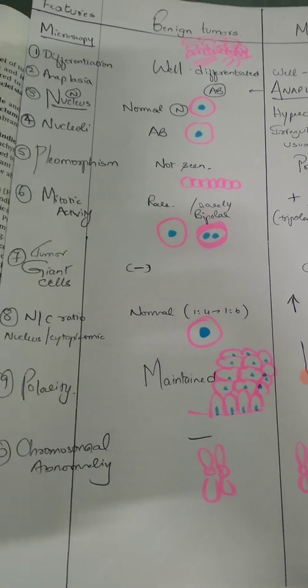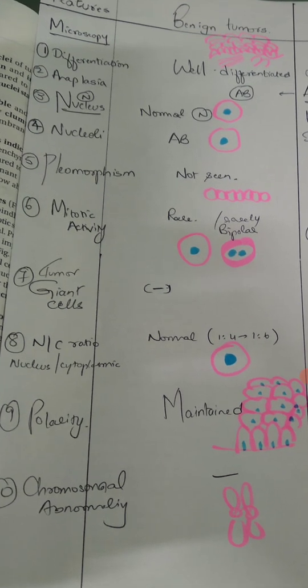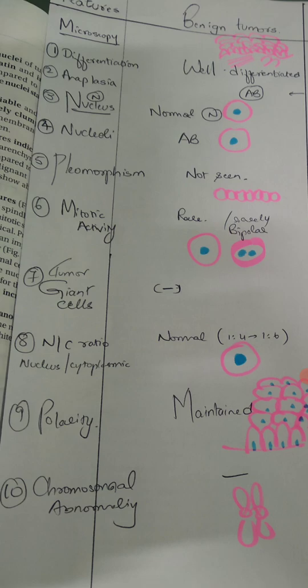To summarize, you should know the difference. These 10 points: differentiation, anaplasia, the nucleus, the color of the nucleus, the nucleolae, pleomorphism, mitotic activity, tumor giant cell, nucleus cytoplasmic ratio, polarity, and chromosomal abnormality.